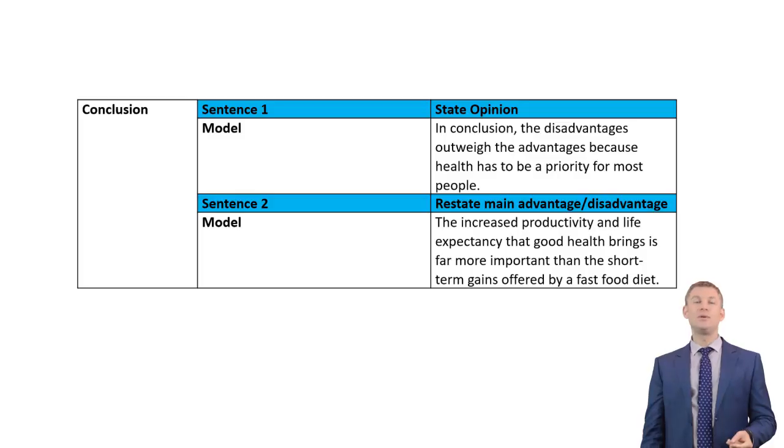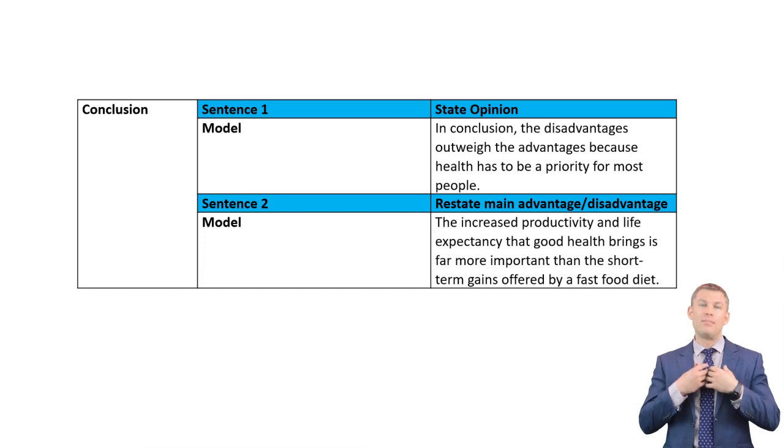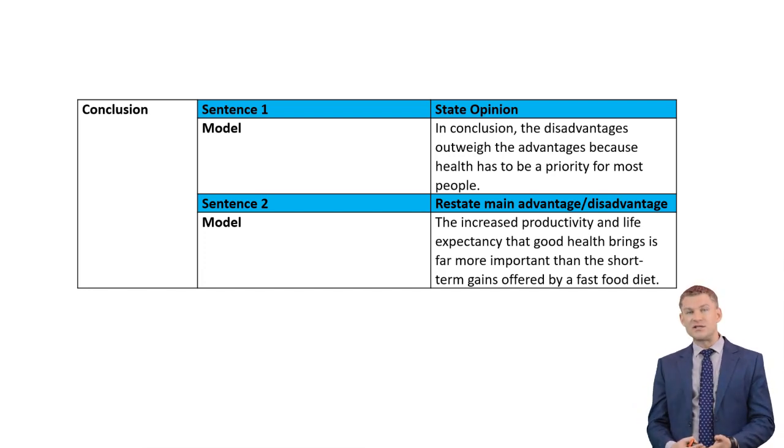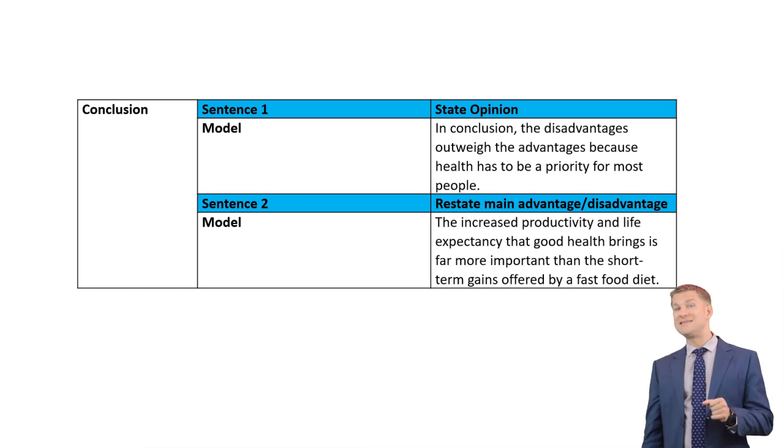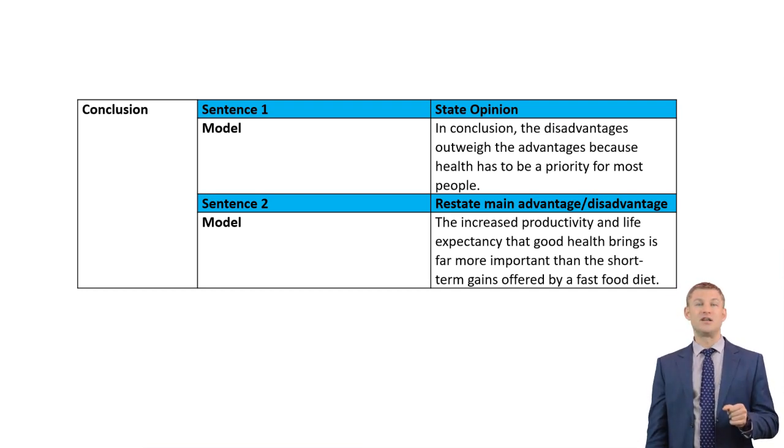The final paragraph is the conclusion. Here we need to state our overall opinion. A good phrase to use is, in conclusion, the disadvantages outweigh the advantages because. Then we restate some of our body 1 disadvantages. Of course, we need to paraphrase here. We don't want to copy the same phrases from our body paragraph 1.